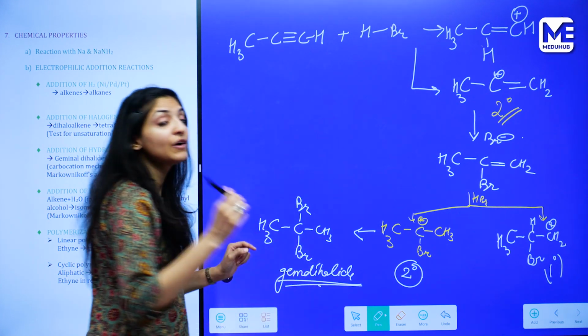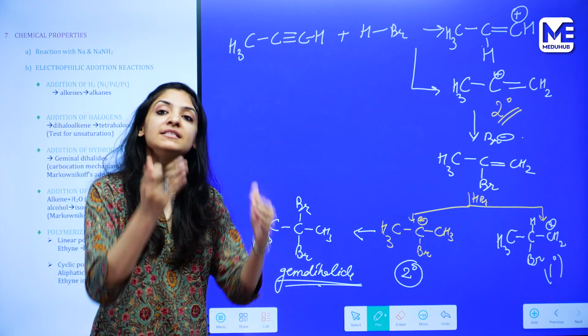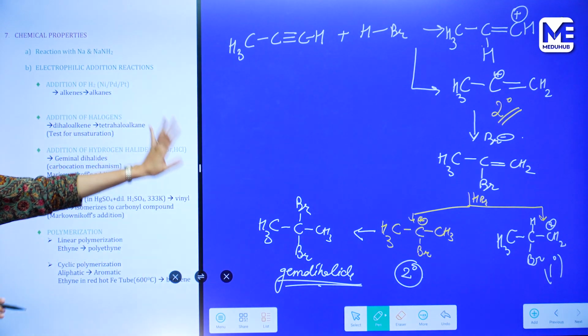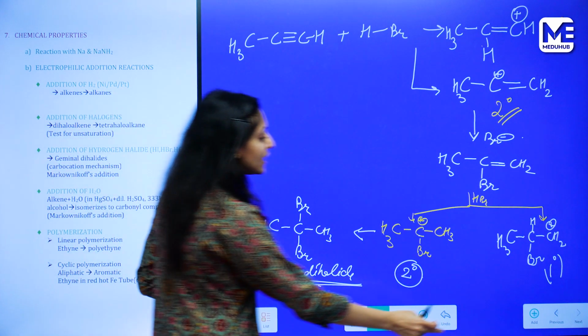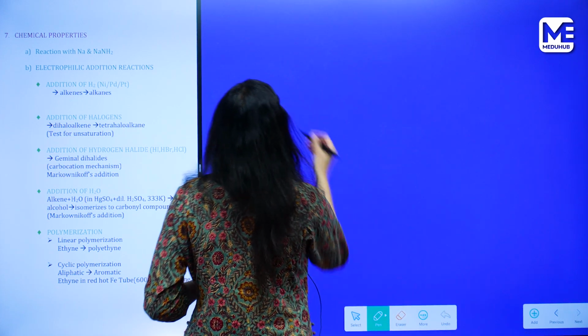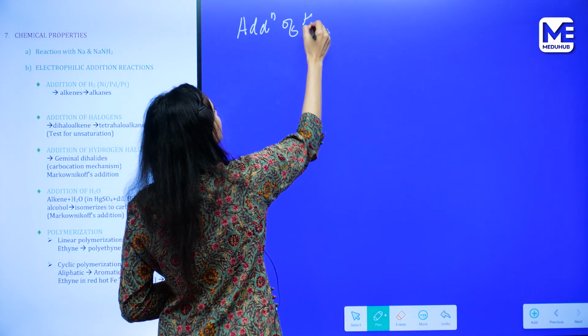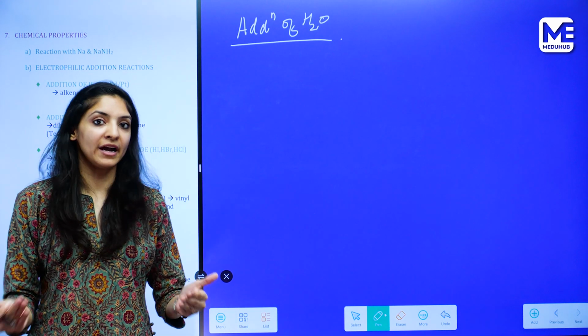So it is a Markovnikov's addition and the bromine will get attached to the carbon which has less number of hydrogens, and this is the addition of hydrogen halides which follows Markovnikov's rule and a carbocation mechanism. The next reaction is addition of water. Now we have said that alkynes are insoluble in water, so they don't react with water.